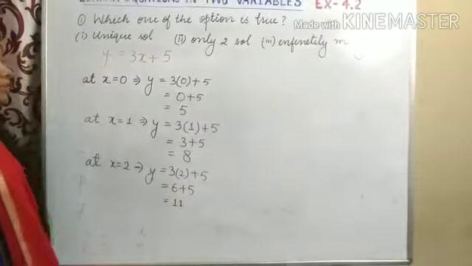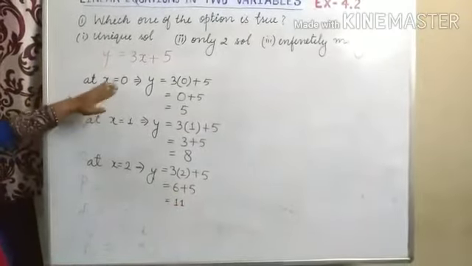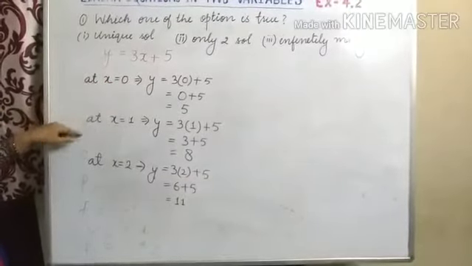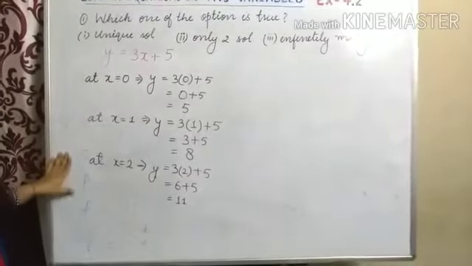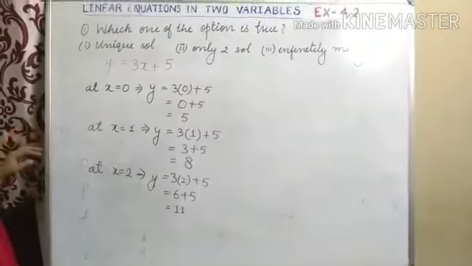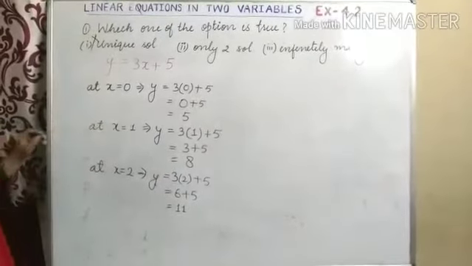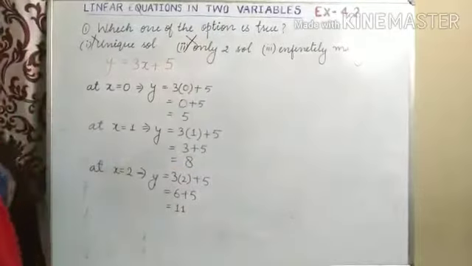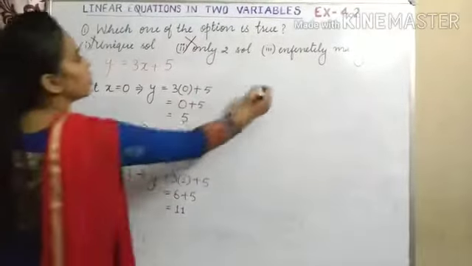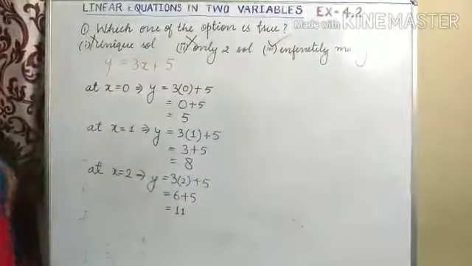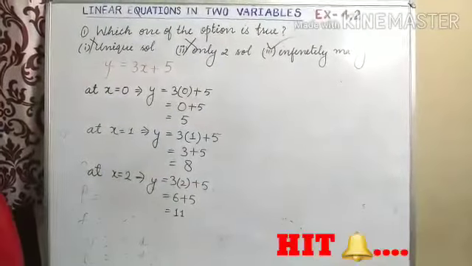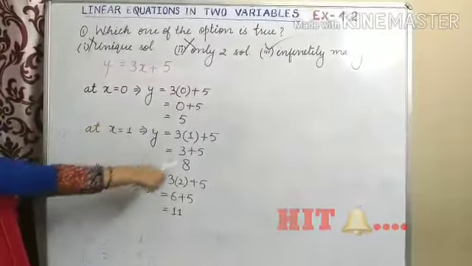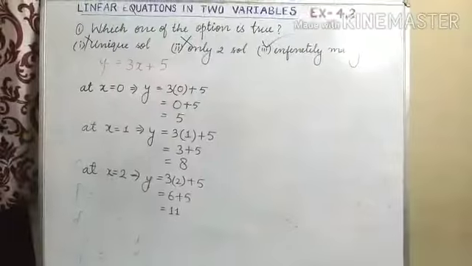11. Now, we have checked the equation for more than two values. We have taken three values here. So, the unique solution is already ruled out. Two solutions is also ruled out. And the only one left is infinitely many solutions. That means the correct answer for this question is infinitely many solutions.